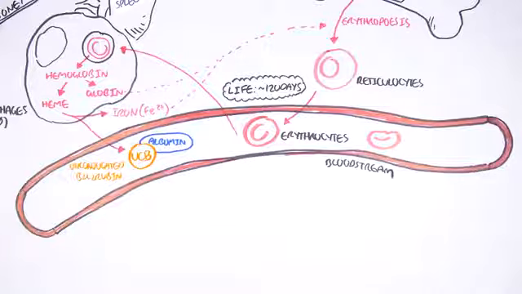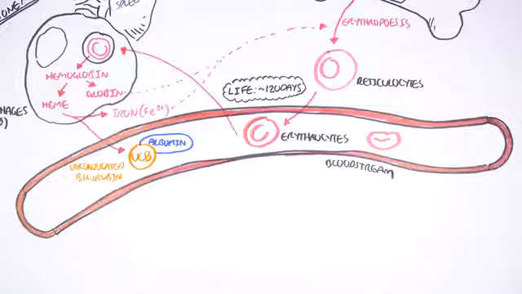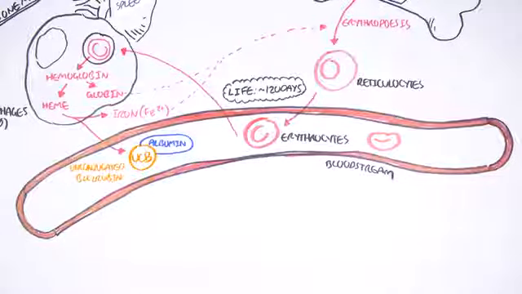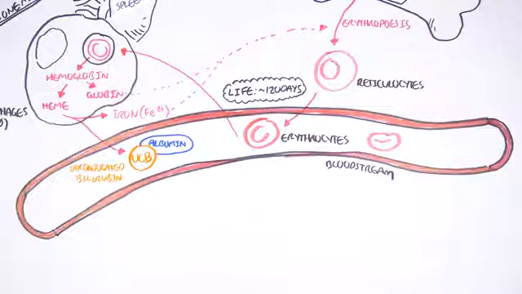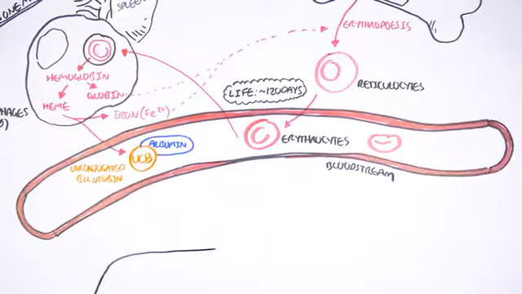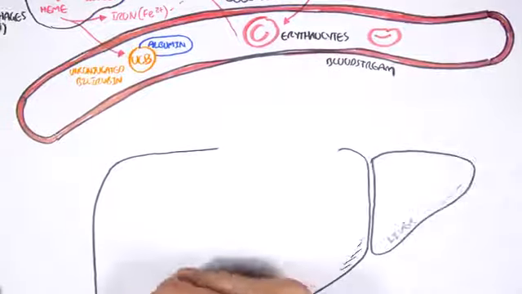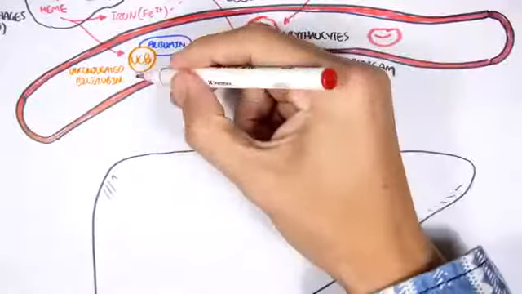The unconjugated bilirubin is lipid soluble, and so when it's in the blood, it requires a protein to carry it around. The protein that carries the unconjugated bilirubin around is called albumin. So albumin will carry the unconjugated bilirubin to the liver for further metabolism.